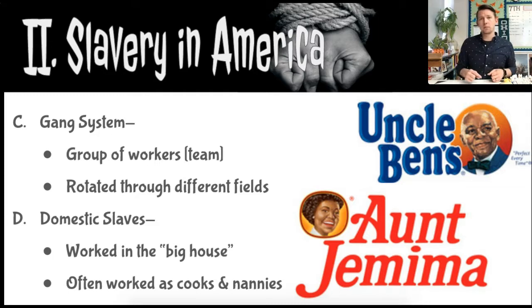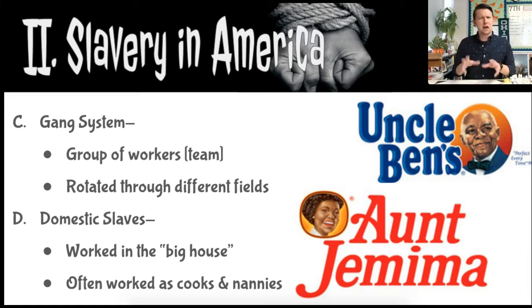Now, one other group that we haven't really talked about are domestic slaves, and these people often worked in the big house. They were maybe your cooks, your nannies, the people who cleaned your house. They often looked after your children, and as a result, many of them got names like uncle or aunt. So you might say, my uncle so-and-so, and that was the house slave who maybe took care of you.